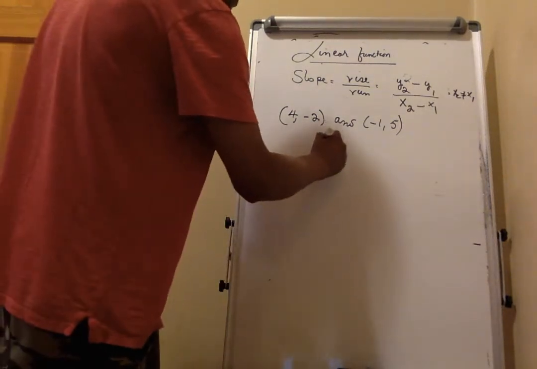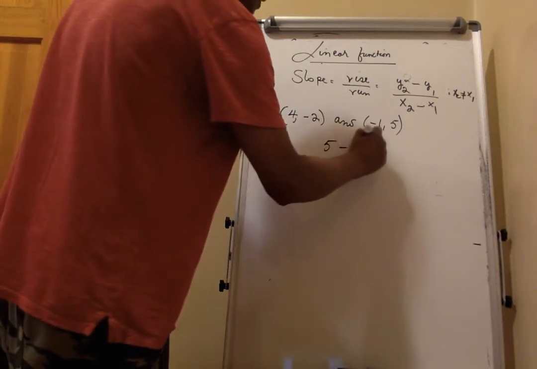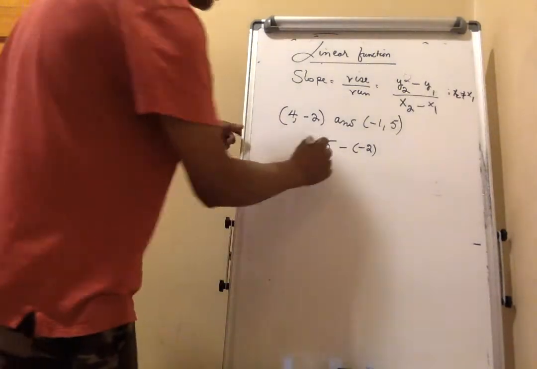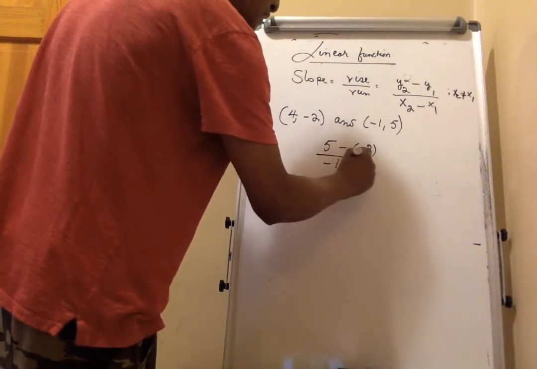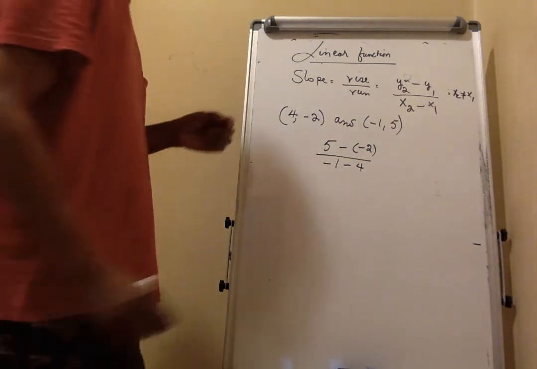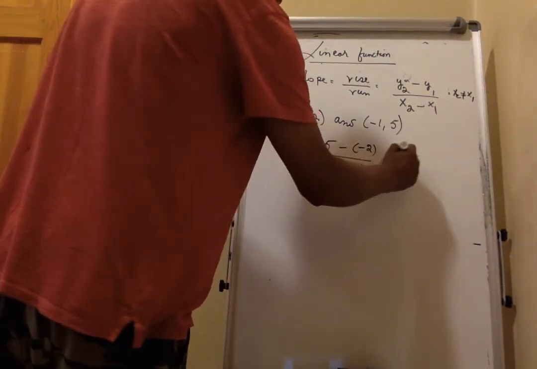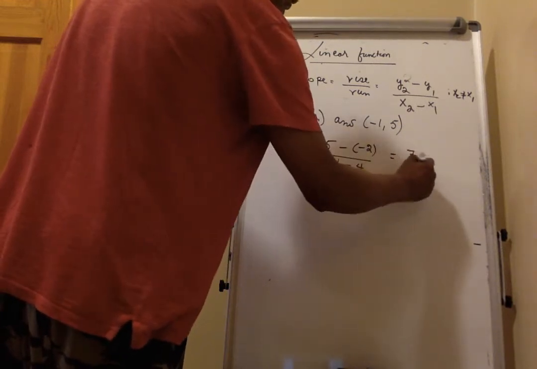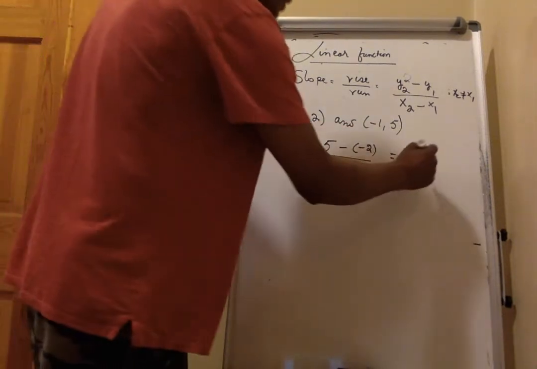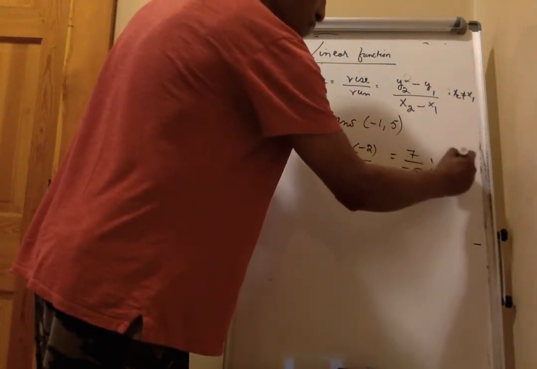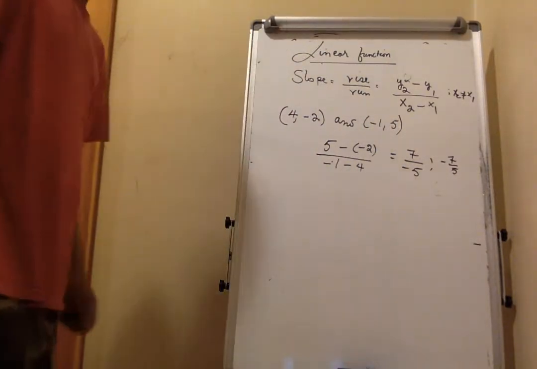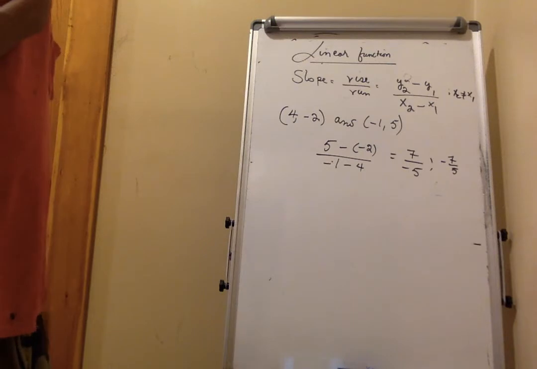So you have what? 5 minus -2, right? Over -1 minus 4. Okay. So 5 minus -2 gives you 7, and -1 minus 4 gives you -5. So you could rewrite it 7 over -5, or you can write it -7 over 5. Okay, you can assign the negative number for either x or y.